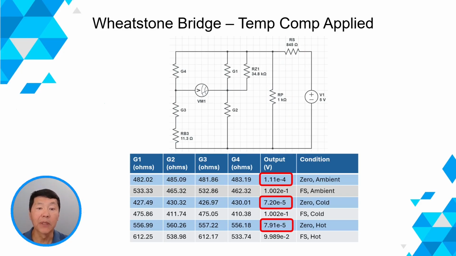With this TempComp solution, we see that at 0 pressure, the predicted bridge output varies between 0.07 millivolts and 0.1 millivolts over the temperature range. And at full-scale pressure, the predicted bridge output is about 100 millivolts over the temperature range.